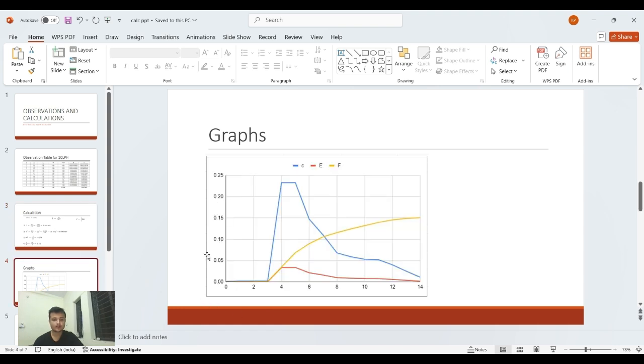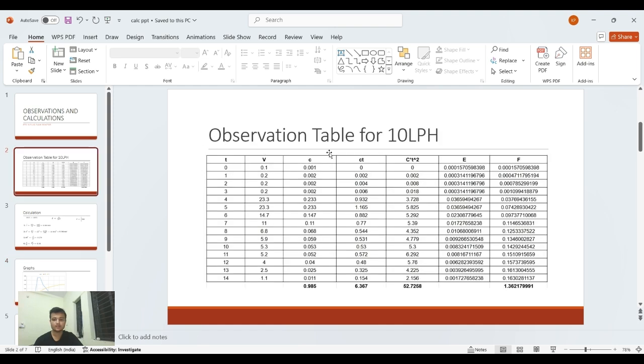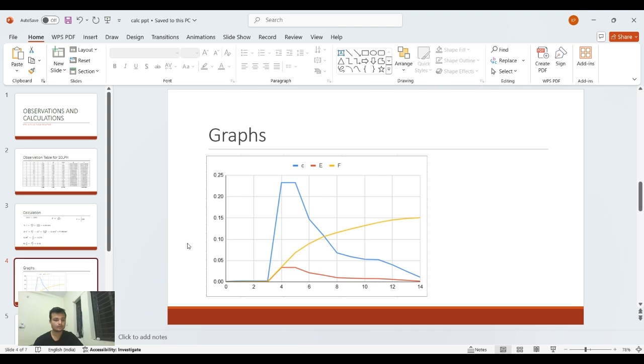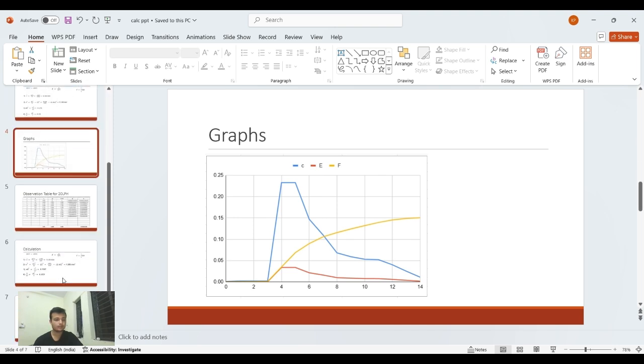And this is the graph for C versus T, E versus T, and F versus T. Here, blue lines represent C versus T, red represents E versus T, and yellow represents F versus T. And the values of C, E, and F we already calculated here, C, E, and F versus this T. Okay, so this is the part. Now moving to the next.